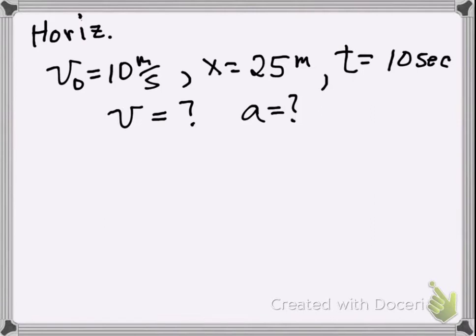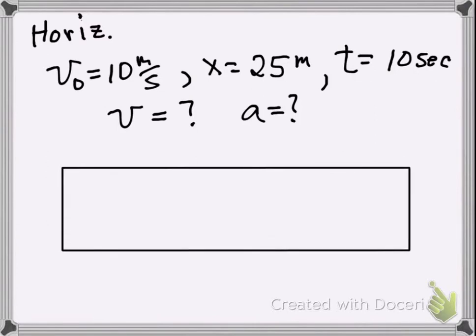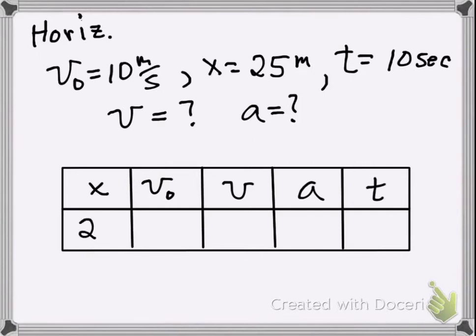The recommendation I give you for this is that we set up our system of boxes. There are going to be 5 of them: x, v sub 0, v, a, and t. For our particular problem, we know that x is 25, v sub 0 is 10. We don't know what v is, we don't know what a is, but we know that t is 10.